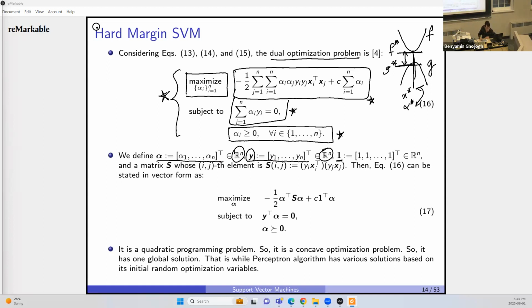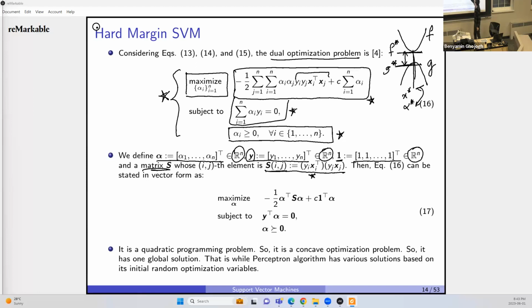Also, let one be the vector of ones, n-dimensional. Let matrix S be the matrix whose ijth element is this. Why do I take that? Because I have yi, yj, xi transpose xj here, and I want to write it in matrix form. Therefore, I define a matrix S whose ijth element is yi xi transpose, yj xj.